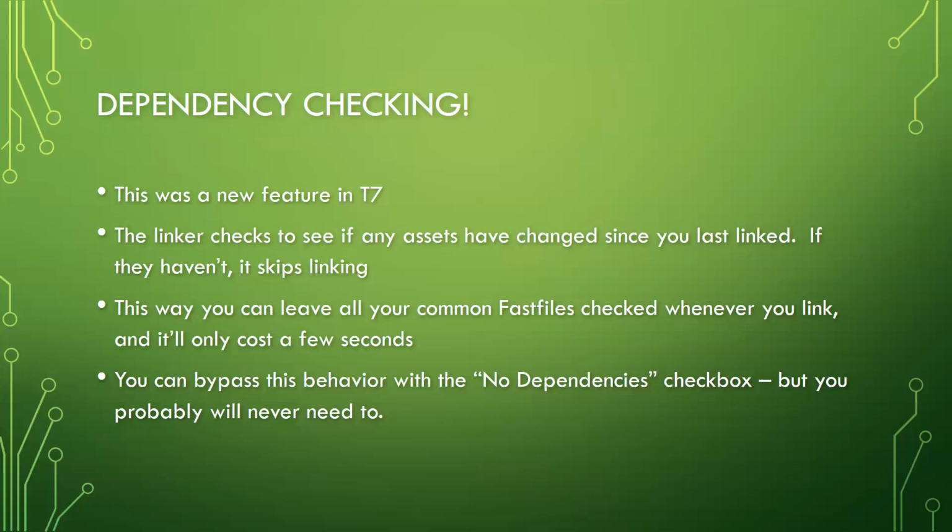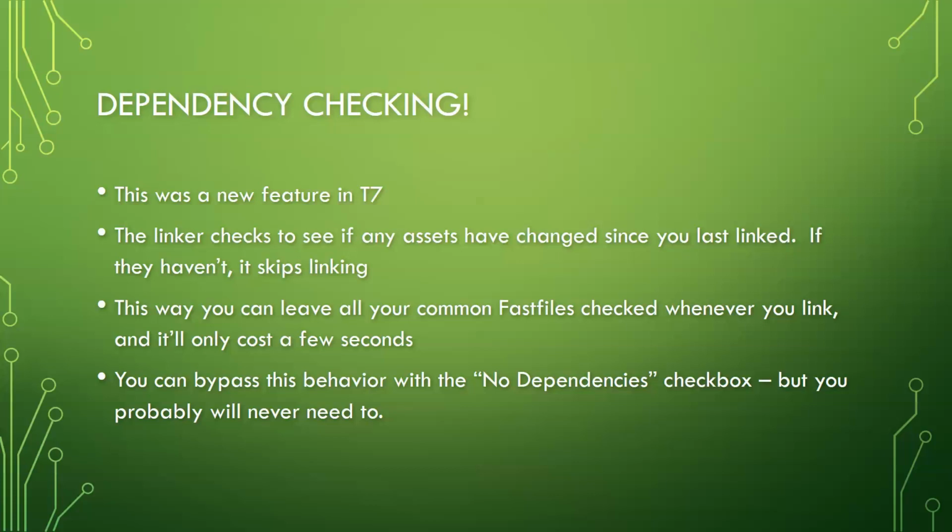So you might notice when you link a fast file, it says linking core pre-GFX unchanged, and then it says done after like half a second. It used to be that we would link every fast file that you requested to link, but new in T7, which I know isn't new to a lot of people, we added dependency checking, so you can just leave every fast file checked and link all your core fast files in a couple of seconds.